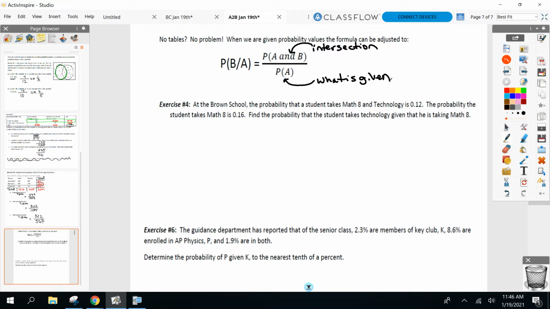All right, let's try it out with these two word problems. I don't want to talk about it because it doesn't make sense when I talk about it, but we got to use it to make sense out of it. So go ahead, read about Math 8, people taking Math 8 and technology at this school.